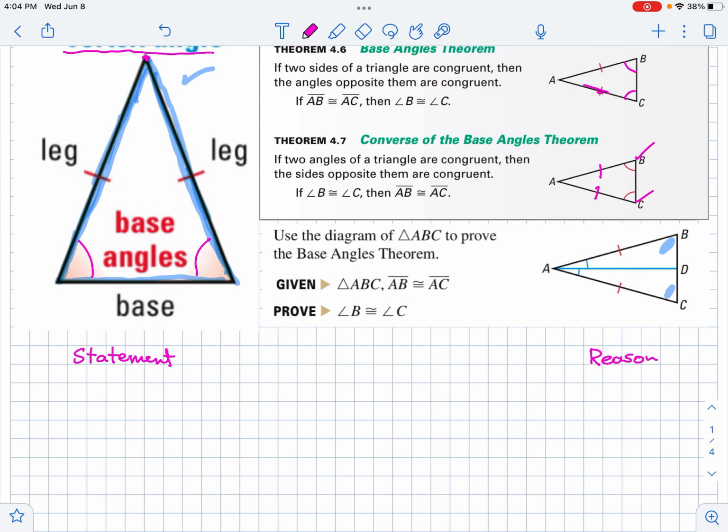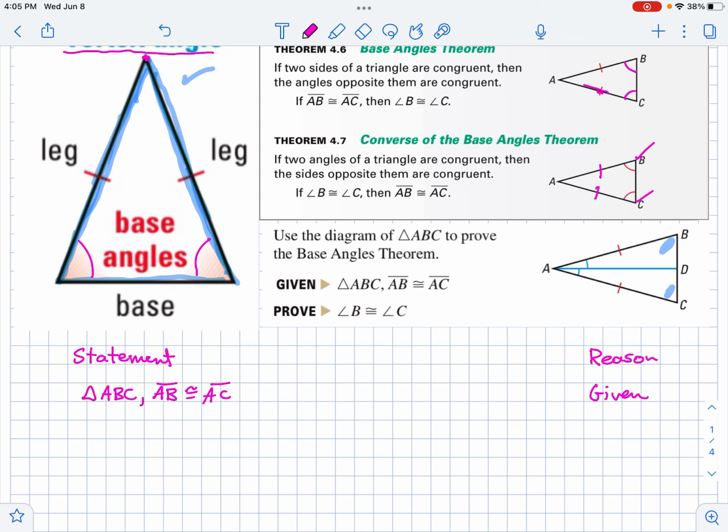Okay, now first of all, we're given this triangle ABC, and we have that AB is congruent to AC. Okay, so that's just given to us. So we know those two sides are the same. So this is given.